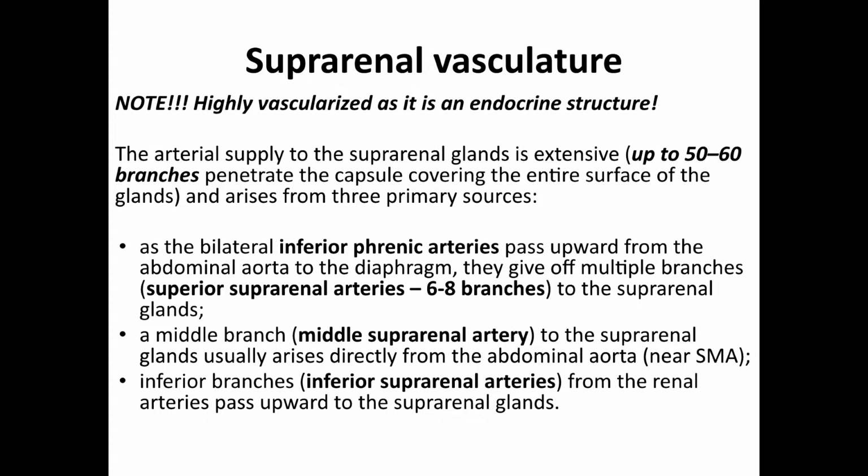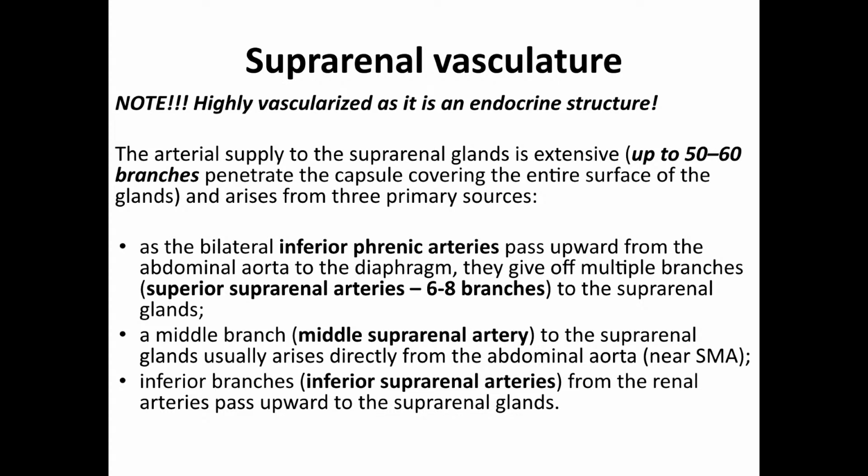As the bilateral inferior phrenic arteries pass upwards from the abdominal aorta to the diaphragm, they give off multiple branches called superior suprarenal arteries, around 6 to 8 branches, and they go to the suprarenal gland. We also have a middle branch, named the middle suprarenal artery, and it comes directly from the aorta next to our superior mesenteric artery.